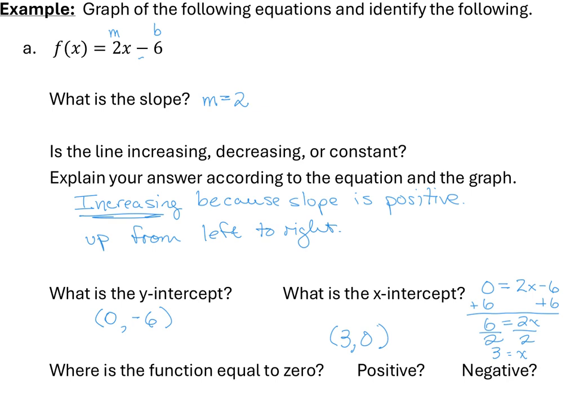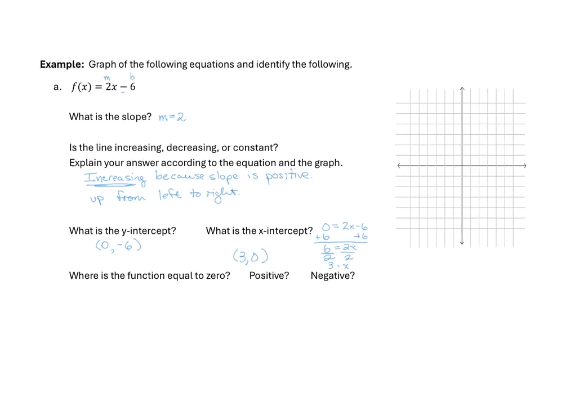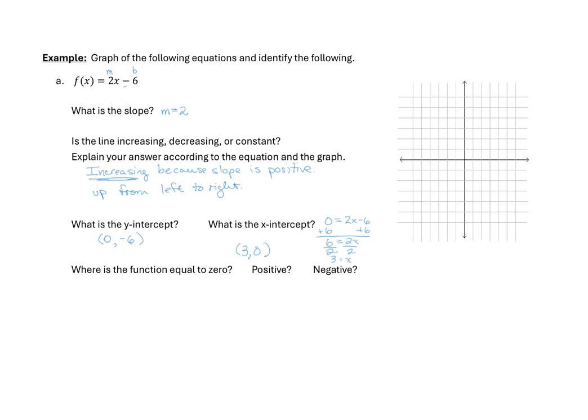Okay, now let's go ahead and graph this. So we can do a couple different things. We can graph using slope and y-intercept. And if we do that, we are going to get that our y-intercept is (0, -6). So starting at the origin, I want to go down 6: 1, 2, 3, 4, 5, 6. We're going to be down here on the bottom line.